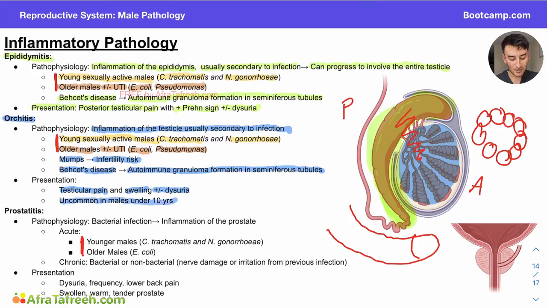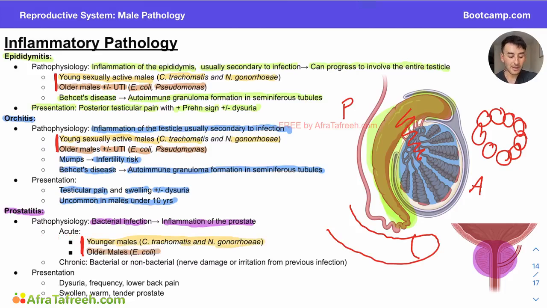Let's move on to talk about our last pathology of the day, which is going to be prostatitis, and prostatitis is going to be inflammation of the prostate. And so we're expecting the same pattern of pathophysiology here. It's going to be bacterial infection leading to inflammation, this time of the prostate. And then our general rule is going to apply here as well. In younger males, we expect chlamydia and gonorrhea infections as our main sources. And then in our older males, we're going to be expecting E. coli.